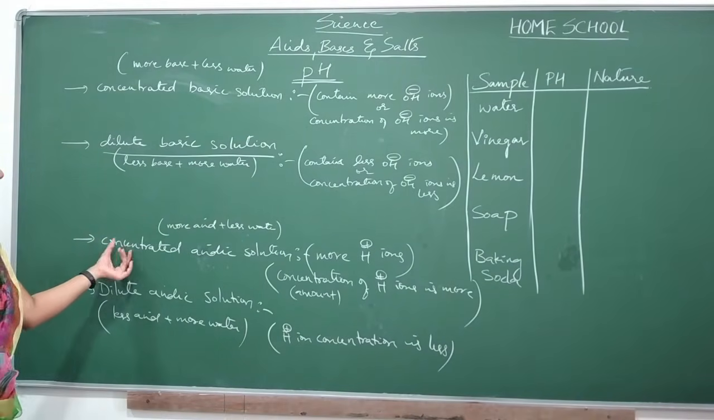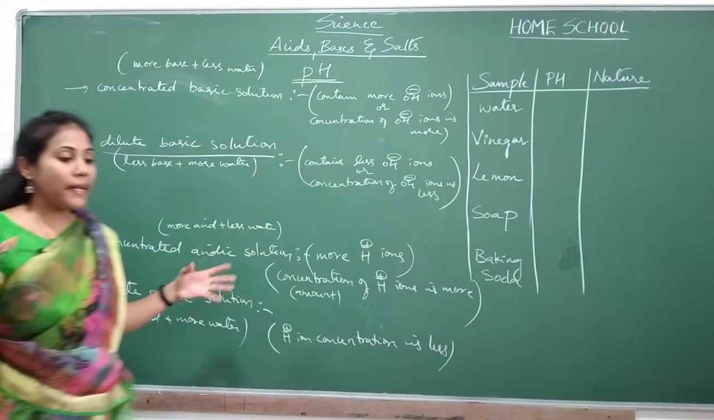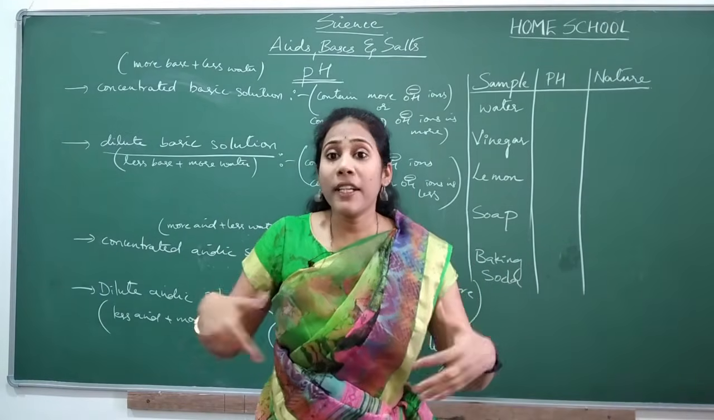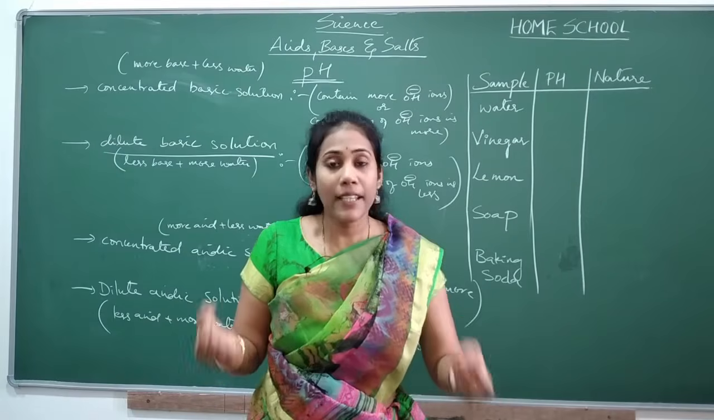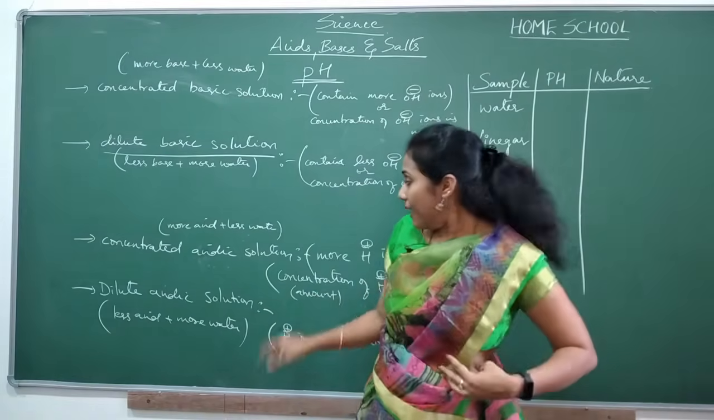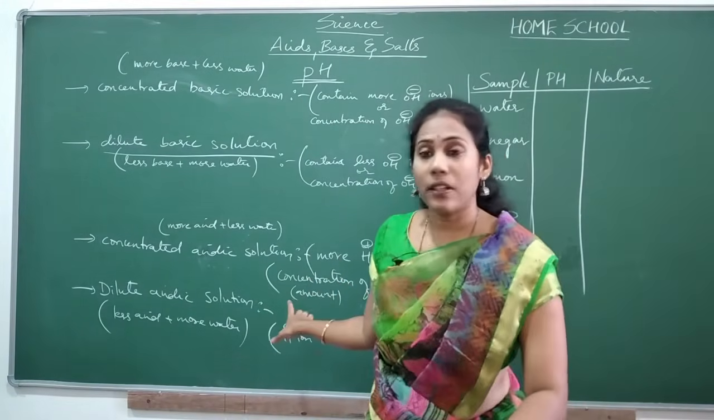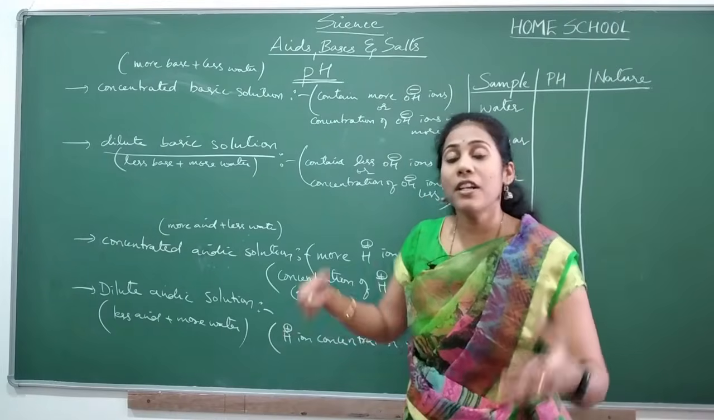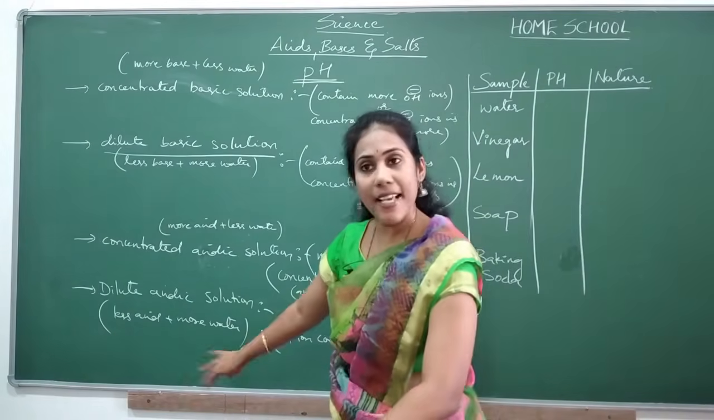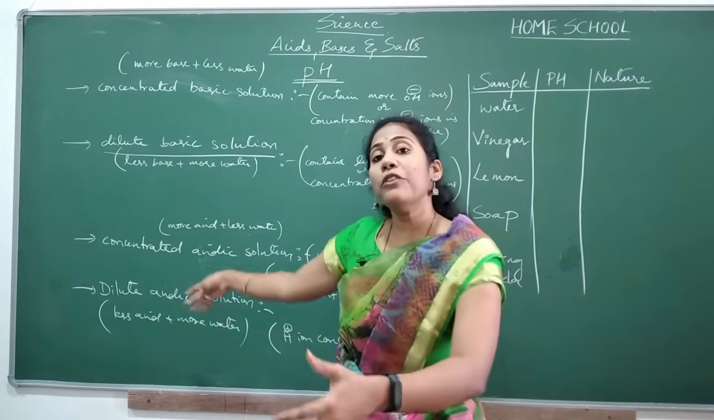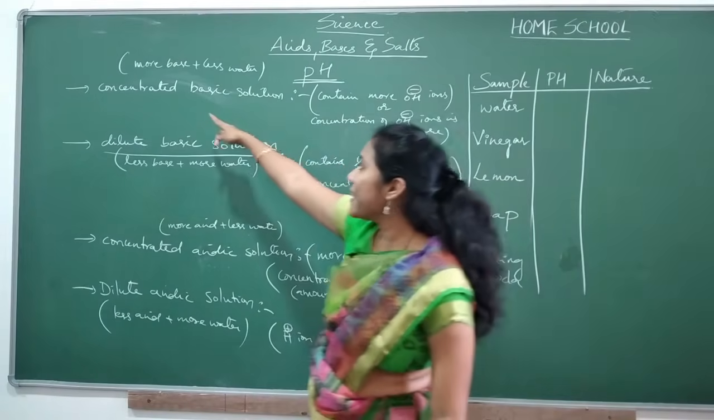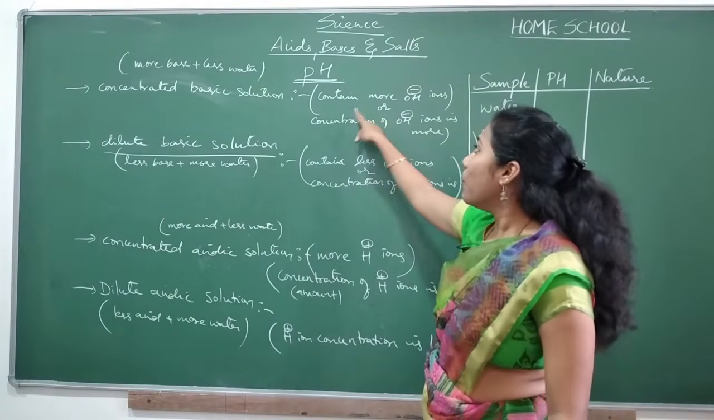So whenever I say concentrated acidic solution, automatically it should click in your mind that concentrated acidic solution means more number of H plus ions would be there. Or in other words, the concentration of H plus ion is more. The moment I say dilute acidic solution, what you should understand? Concentration of H plus ion is less. Dilute means less acid you will be having in a solution. When you have less acid, less number of H plus ions would be there. And the moment I say concentrated basic solution, what is the meaning?